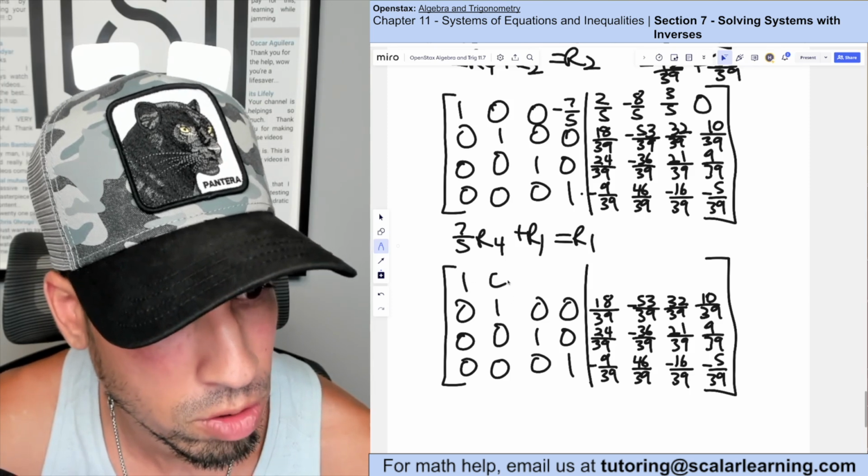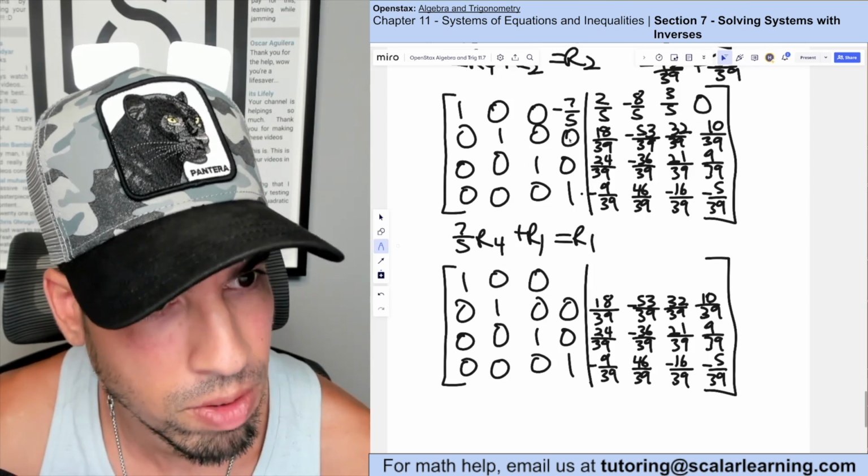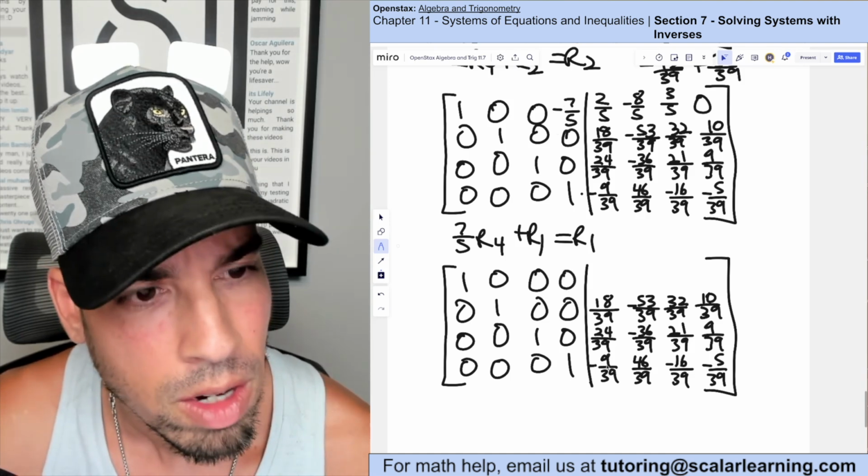0 plus 0 is 0. 7 fifths plus negative 7 fifths is 0. All right, now we have this section.